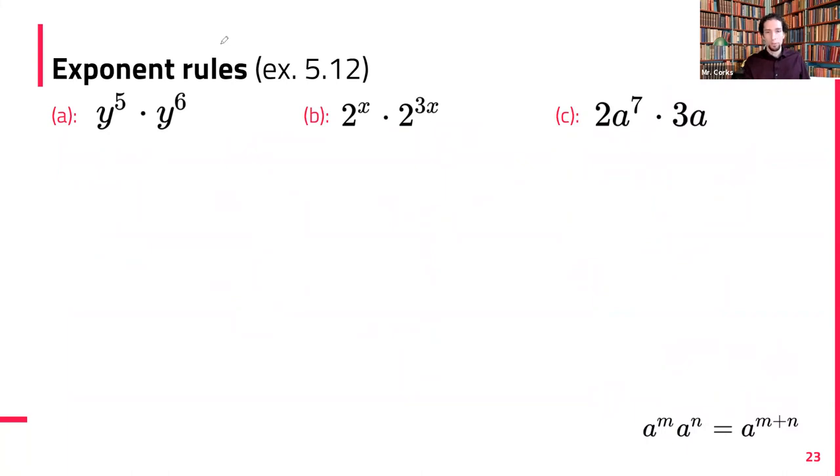If we have the same base, so a on both of these that are being multiplied together, but we have different exponents, then we can add those exponents together. That's the rule. So take a few seconds, try out these questions.